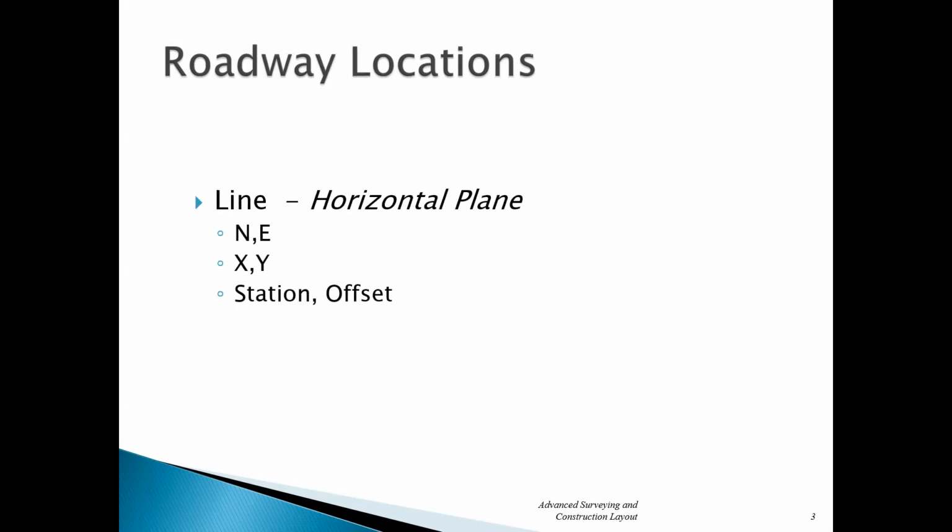Line is providing, as we've talked about before, that's in the horizontal plane, and you're giving it a northing and easting location, or an X and Y.